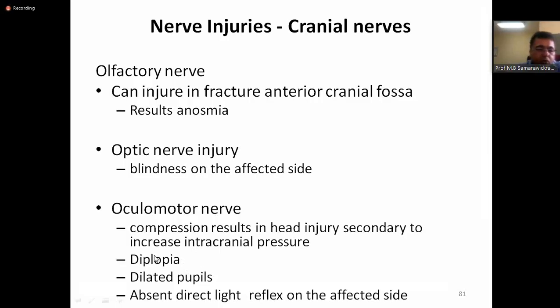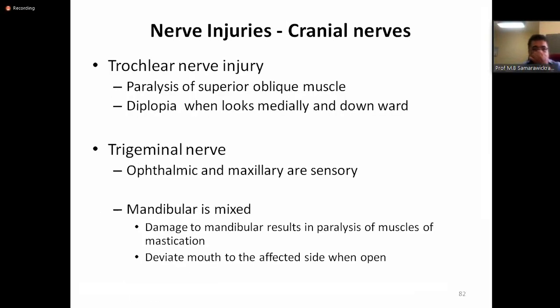And also, you know, the diplopia due to paralysis of all the extraocular muscles except your lateral rectus and superior oblique muscles. Remember, I have not mentioned there will be complete ptosis as well, right? Due to paralysis of levator palpebrae superioris, there will be complete ptosis. Trochlear nerve injury, paralysis of superior oblique muscle, diplopia when looking medially and downward. The action is climbing down a staircase.